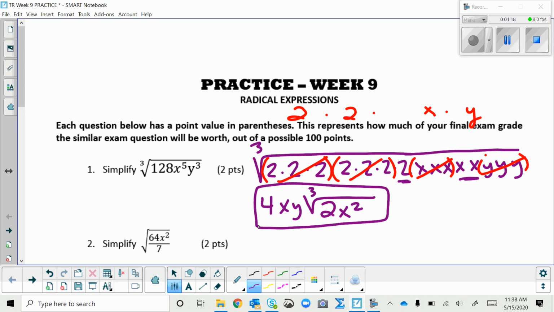And if you look at your filled in notes, I did it a slightly different way. I factored into 3 4's. And instead of breaking those 4's down, that's an alternate way you could do it. You come up with the same answer.